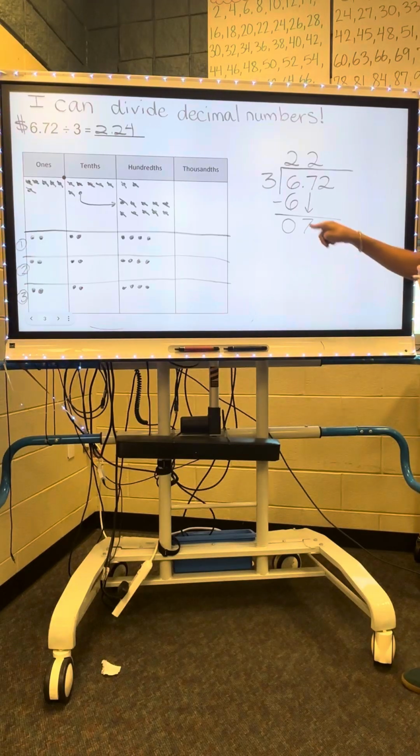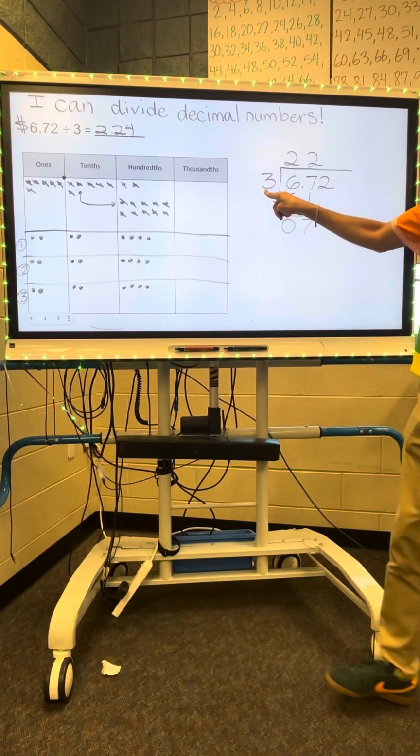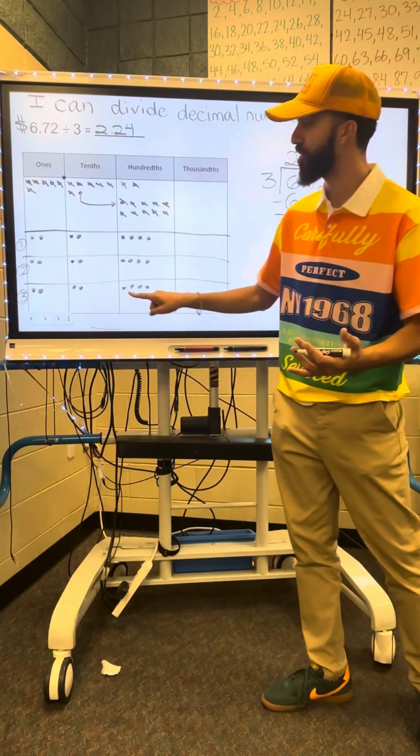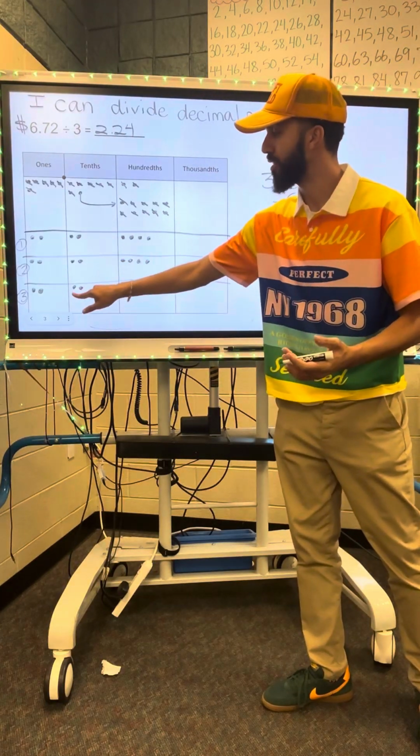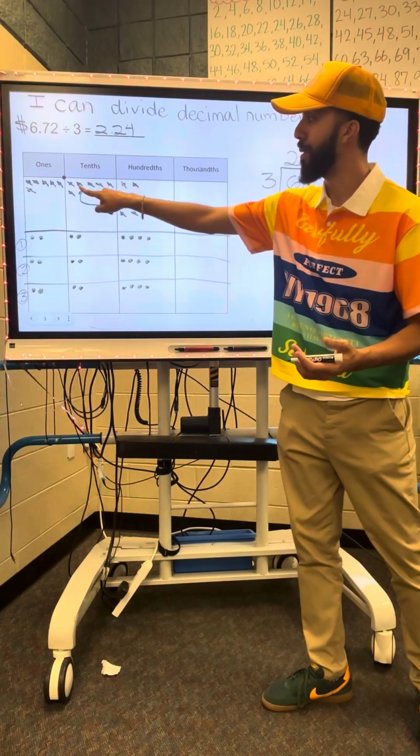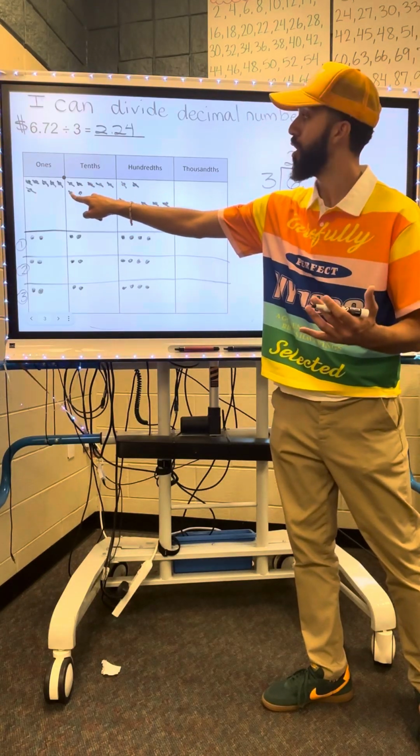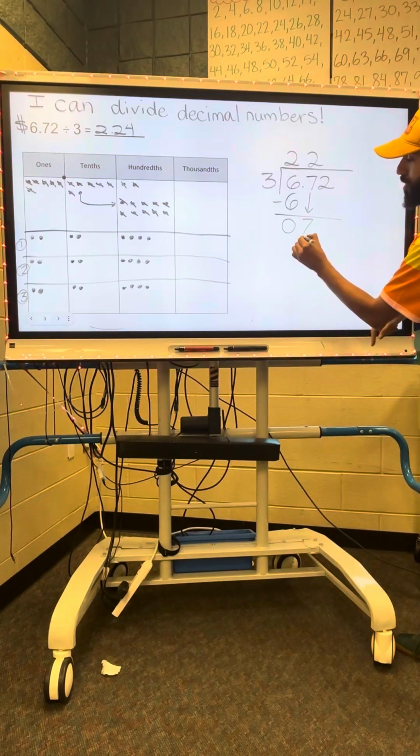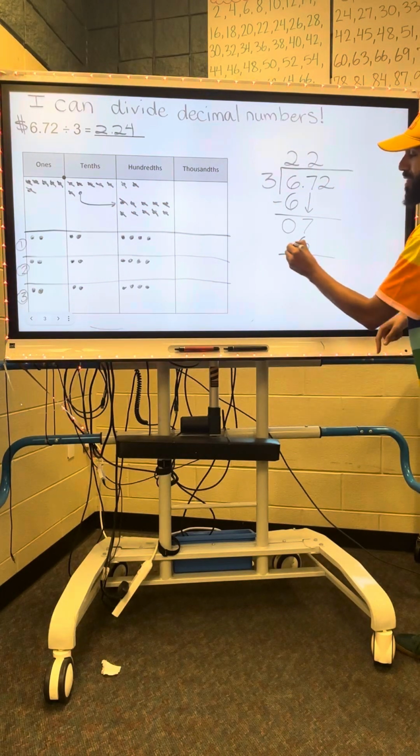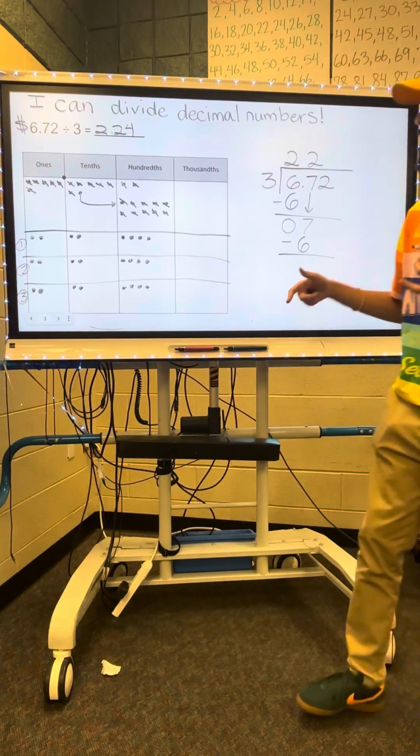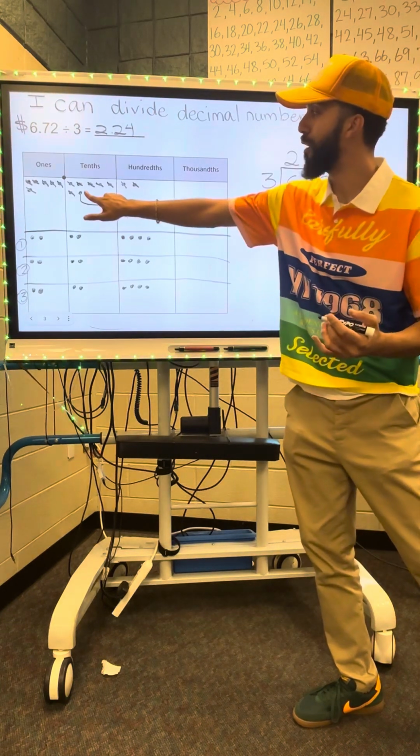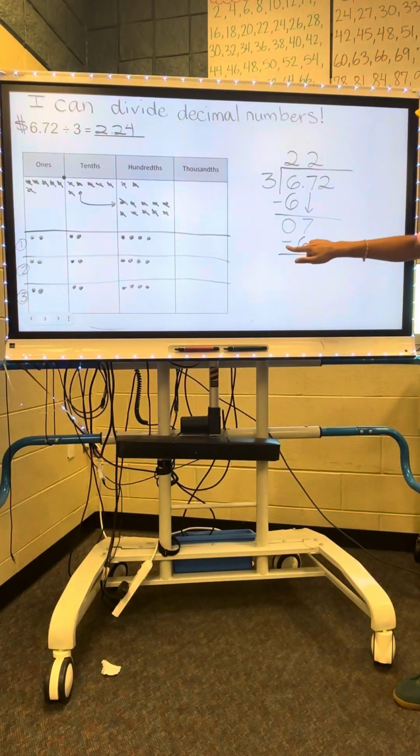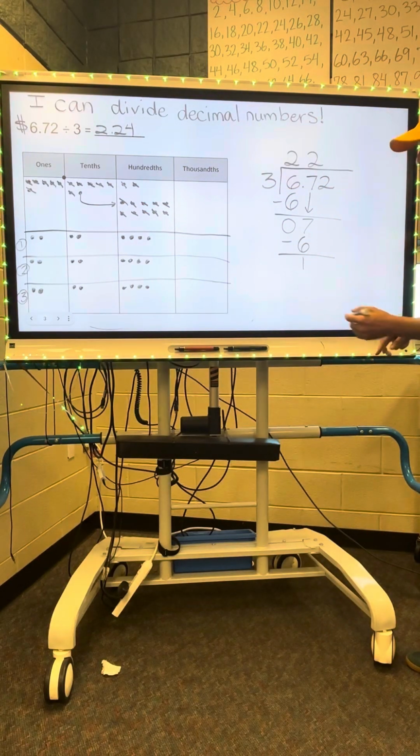And when we did 7 divided by 3, how many were we able to share? We were only able to share 2, 4, 6. Or you can look up here and look at what you crossed off. 1, 2, 3, 4, 5, 6. We were only able to share 6. Now subtract. How many were left over? We had 1 tenth left over. Here's the connection. 7 minus 6 is 1.